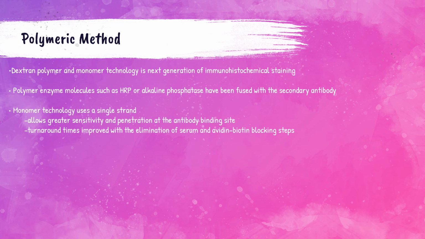Dextran polymer and monomer techniques have become a standard for clinical immunohistochemical staining. Polymer enzyme molecules such as horseradish peroxidase, HRP, or alkaline phosphatase, AP, have been fused with secondary antibody. Monomer techniques use a single strand, which allows for more sensitivity and penetration at the antibody binding site.